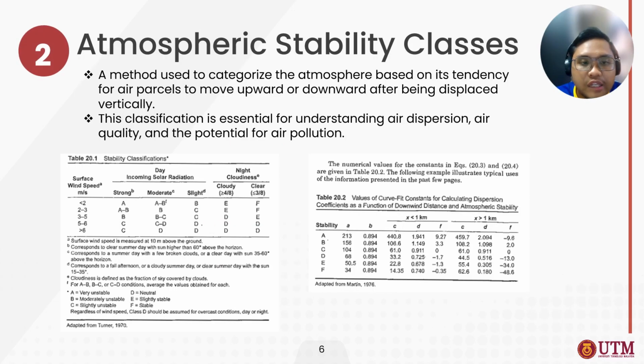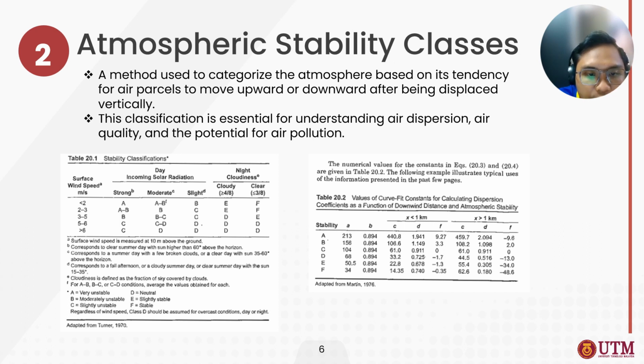Alright, for the second equation, atmospheric stability classes, a method used to categorize the atmosphere based on its tendency for a parcel to move upward or downward after being displaced vertically. This classification is essential for understanding air dispersion, air quality, and the potential for air pollution. The first figure is the table of stability classification, where the information given is, first, surface wind speed is measured at 10 meters above the ground.